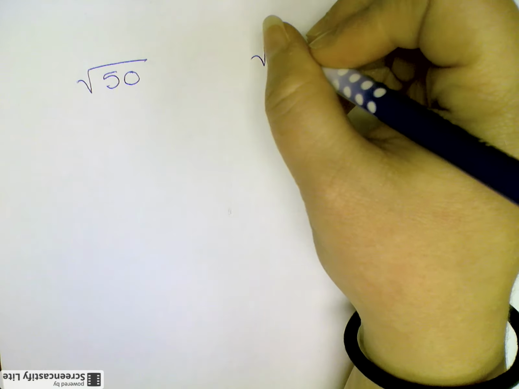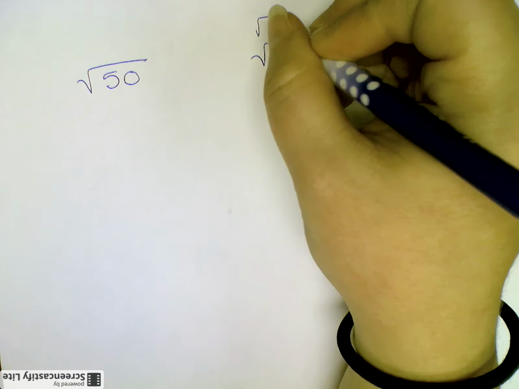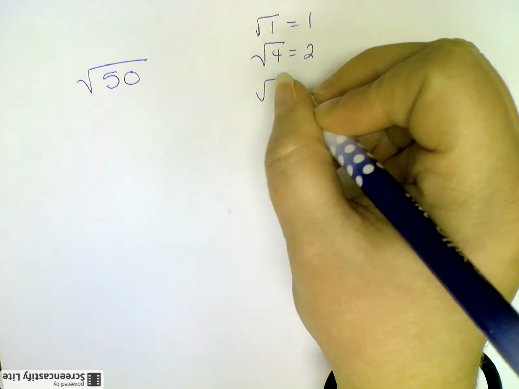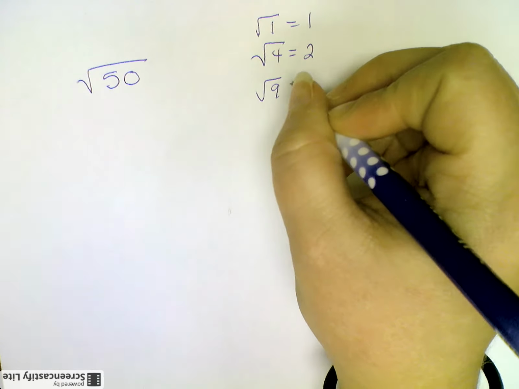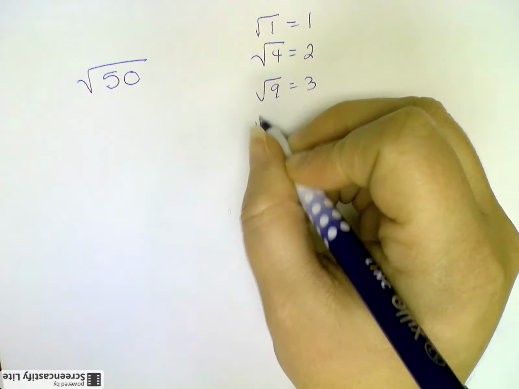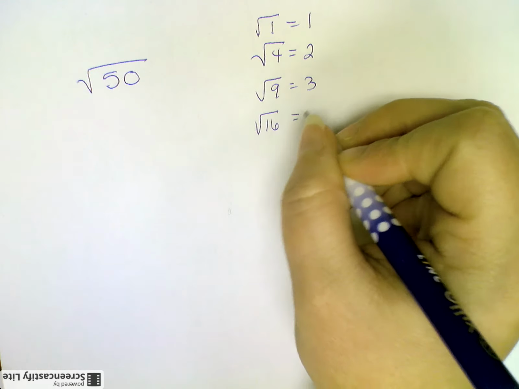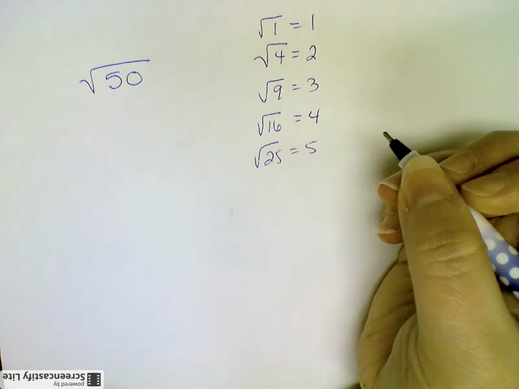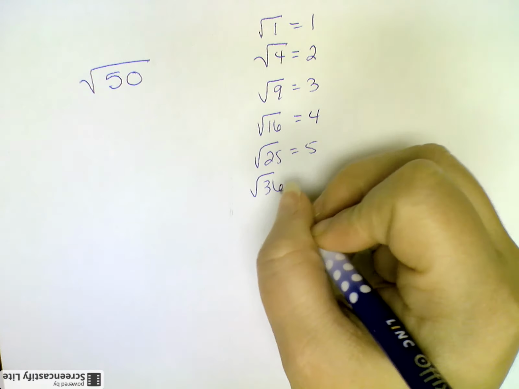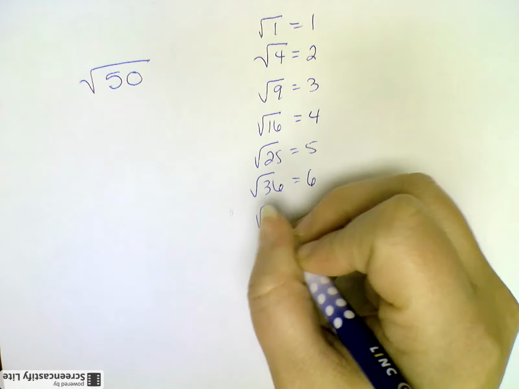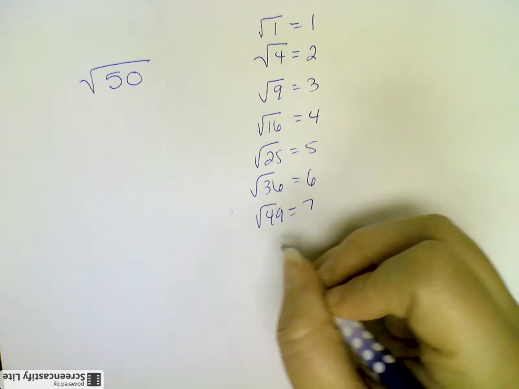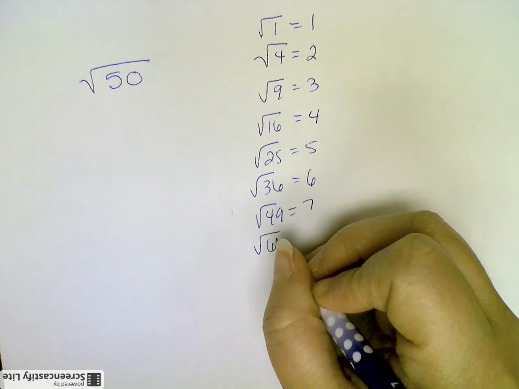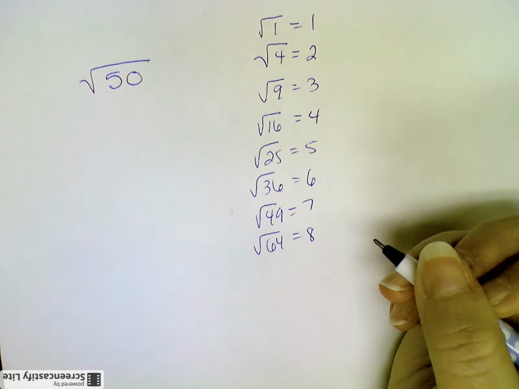So over here, I'm just going to go ahead and write out some perfect squares. We'll stop at 8 there.